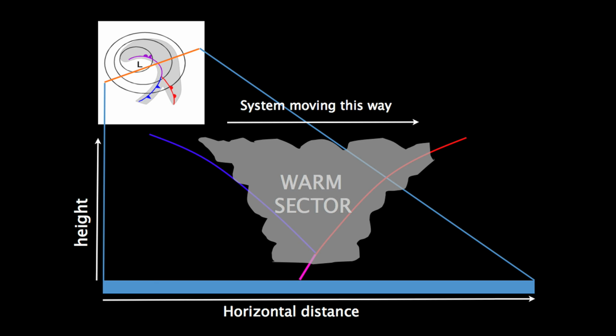So the occlusion, the surface front that marks the occluded front, is actually a boundary between the cold air ahead of the system and the cold air behind the system. And distinct frontal bands that were associated with the warm front and the cold front have now rather merged into a single mass of cloud, which is associated with the occluded front.